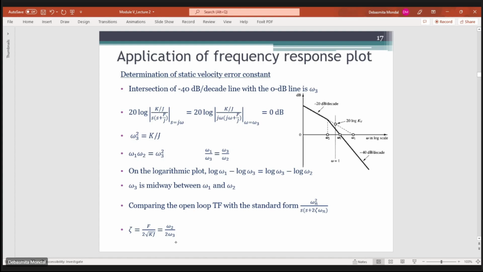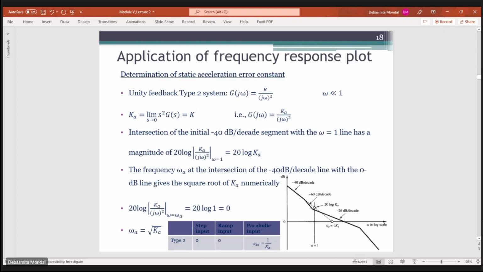Now if you compare the open loop transfer function of the given system with the standard system, the standard open loop transfer function of a second order system is given by omega n square over s into s plus 2 zeta omega n. If you compare the given transfer function with this one, you can find the value of zeta, and you see that zeta is equal to omega 2 by twice omega 3. So if you can identify the values of omega 1, omega 2 and omega 3 from the Bode plot, you can find the velocity error constant and the value of zeta. All these things you would be able to calculate from the Bode plot.